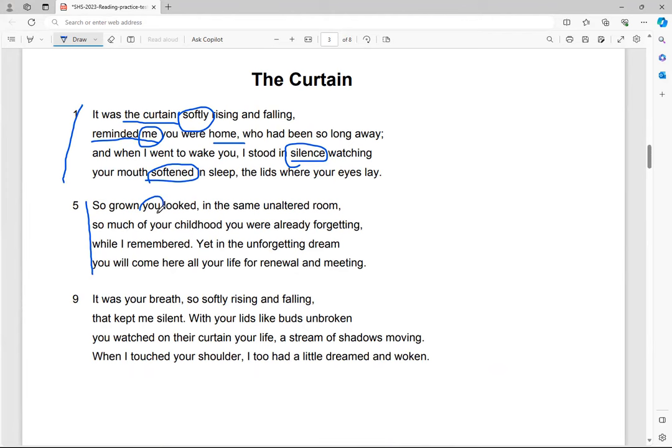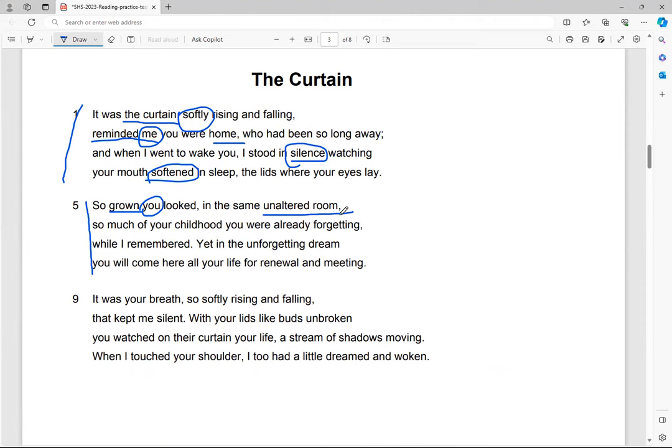So you is the sleeper in this poem, and the sleeper looks grown. That suggests that they've changed, right? That they've grown up. They were possibly a child once, or the narrator remembers them as a child, and now they're grown. So grown, you looked in the same unaltered room. The room is unaltered. So the room is unchanged, but the sleeper is not. The sleeper has grown, the room has not changed in any way.